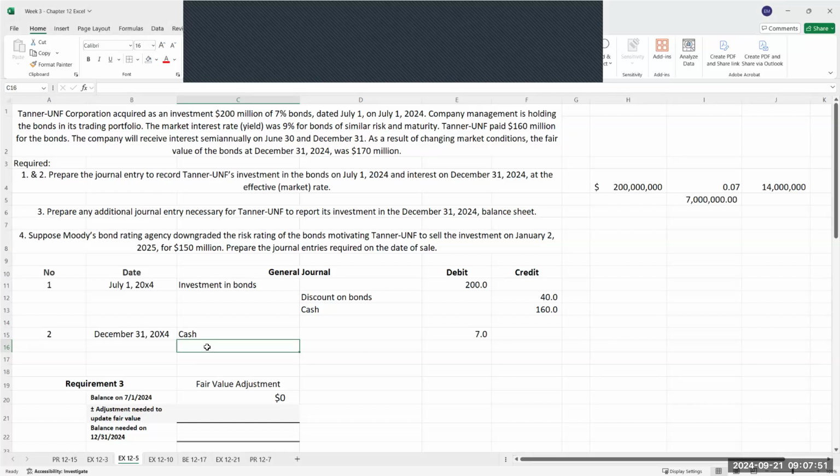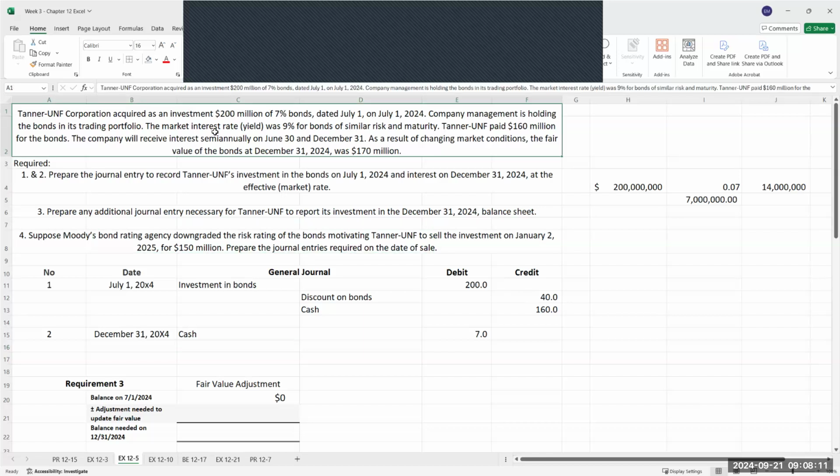But we also need to account for the discount on the bonds. So in order for us to account for the discount on the bonds, we need to factor in this 40 being allocated over how long we anticipate holding these bonds.